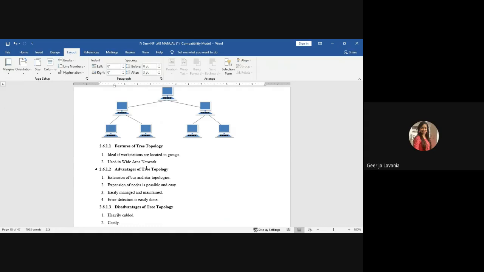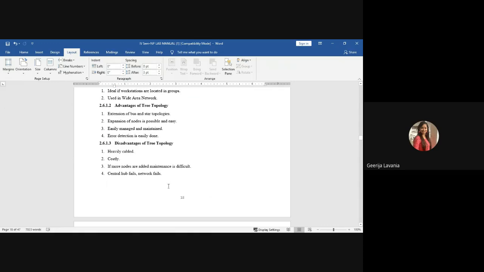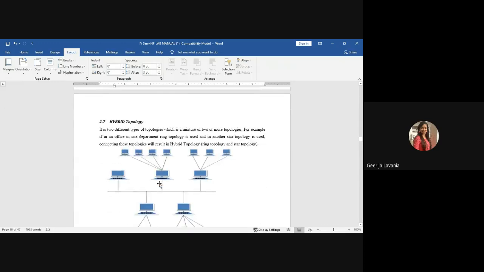An advantage of the tree topology is that it is an extension of bus and star topology. Expansion of nodes is possible, it is easily managed and maintained, and error detection is easy. Now the disadvantages: heavy cabling is costly. If more nodes are added, maintenance is difficult, and if the central hub fails, the network fails.